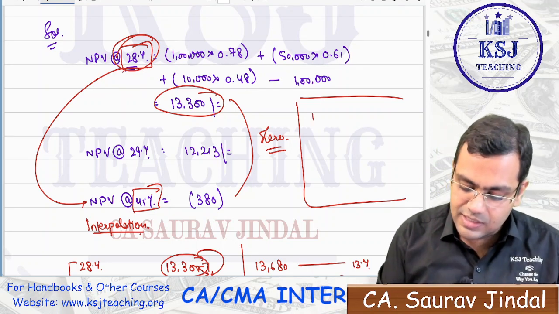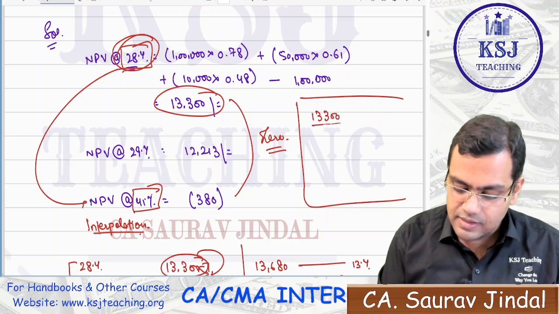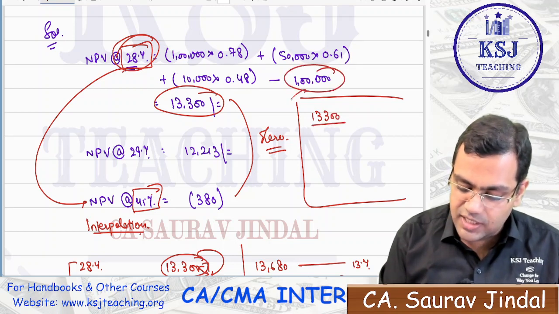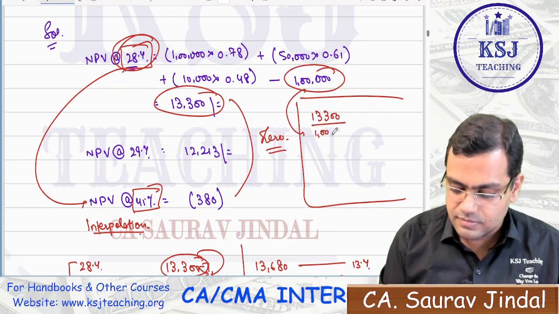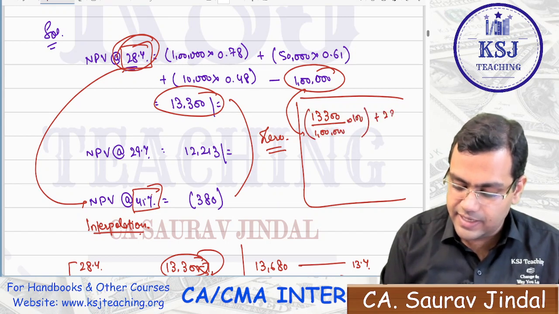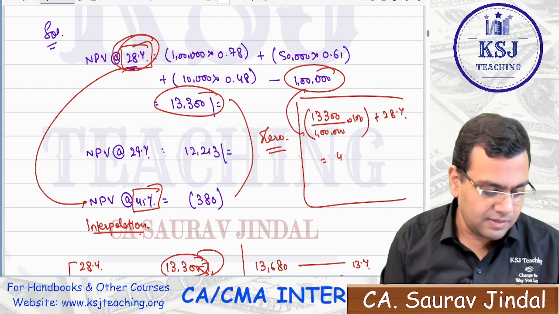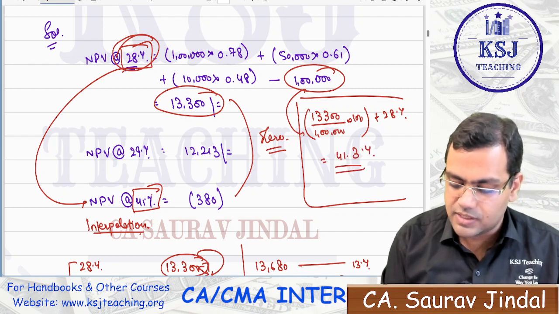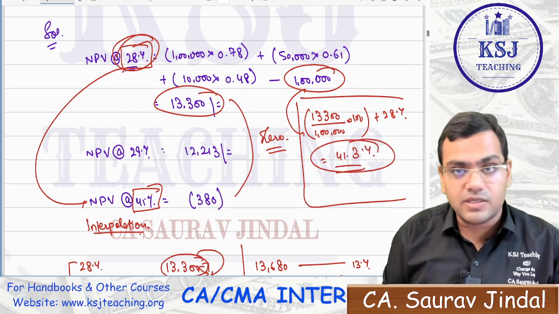That is 13,300 divided by this initial investment, multiplied by 100, plus 28%. Calculate it. What will it come to? It will come to 41.3%. So this will give you an approximate jump.